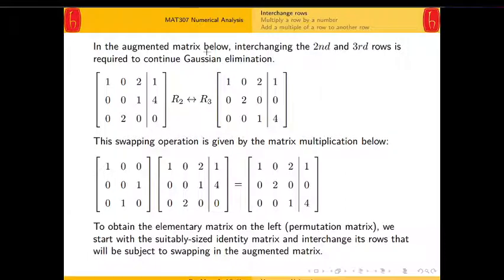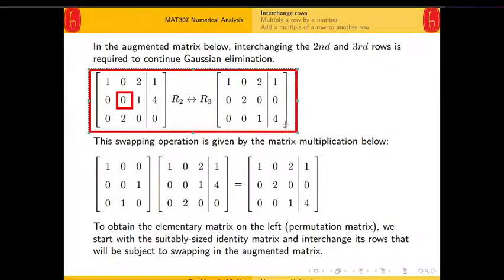In the augmented matrix below, interchanging the second and third row is required to continue Gaussian elimination because we have 0 here and we need to interchange the second row with the third row. So the conventional way, the way we have seen so far, is this way. We basically say row number 2 will be interchanged with row number 3, okay? And then we perform the operation, okay?